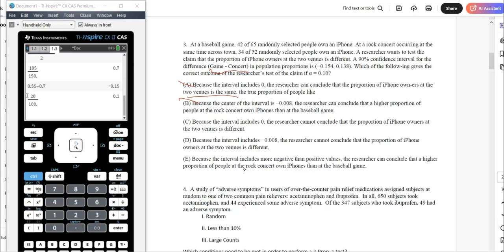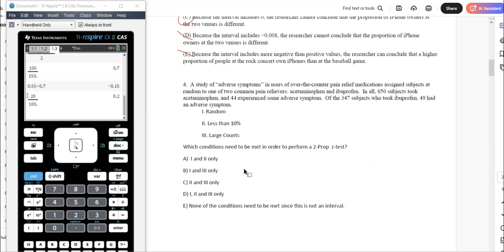Yeah, I'm almost positive that's going to be it. If 0 is in the interval, it's a plausible value. It's totally possible there's no difference. Because the interval includes that, you cannot conclude a difference. It doesn't matter how many more positives or negatives there are. You're really just looking at whether 0 is in the interval.